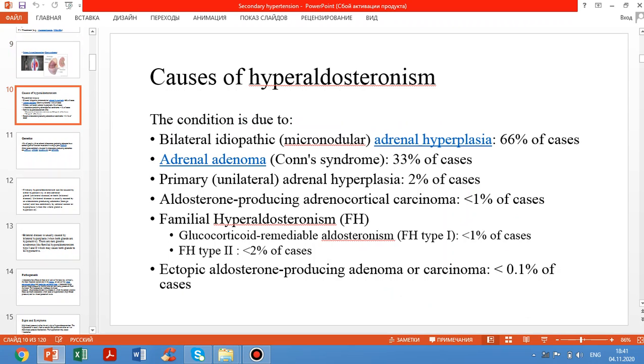Familial hyperaldosteronism. There are two types of this familial hyperaldosteronism. One of them, glucocorticoid remediable aldosteronism, is type 1, less than 1% of cases, and type 2, less than 2% of cases. Ectopic aldosterone-producing adenoma or carcinoma, less than 0.1% of cases.